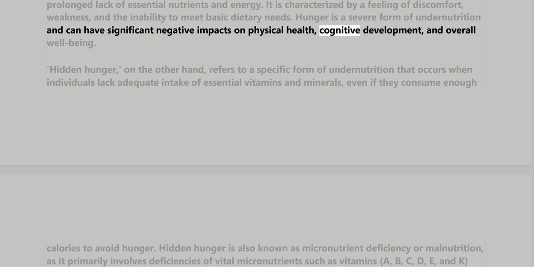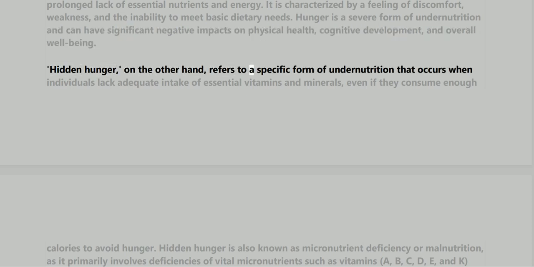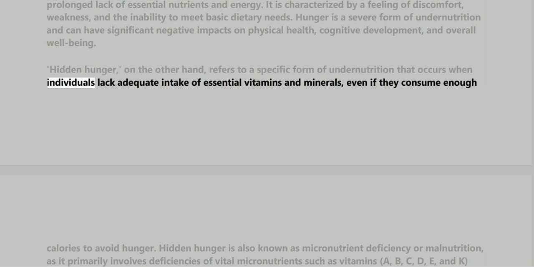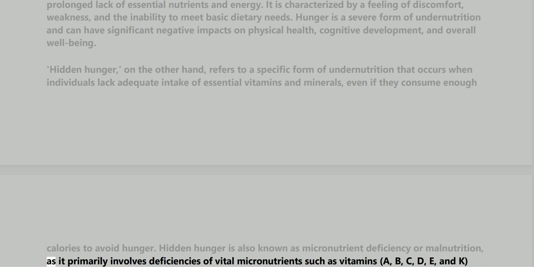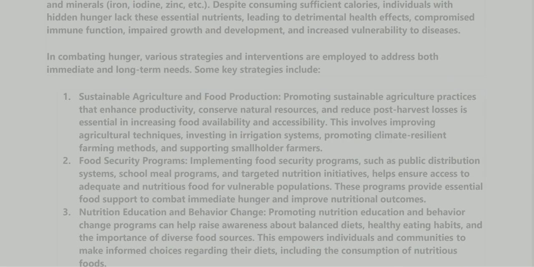Hidden hunger, on the other hand, refers to a specific form of undernutrition that occurs when individuals lack adequate intake of essential vitamins and minerals, even if they consume enough calories to avoid hunger. Hidden hunger is also known as micronutrient deficiency or malnutrition, as it primarily involves deficiencies of vital micronutrients such as vitamins A, B, C, D, E, and K, and minerals, iron, iodine, zinc, etc. Despite consuming sufficient calories, individuals with hidden hunger lack these essential nutrients, leading to detrimental health effects, compromised immune function, impaired growth and development, and increased vulnerability to diseases.